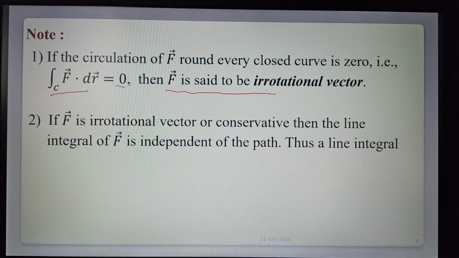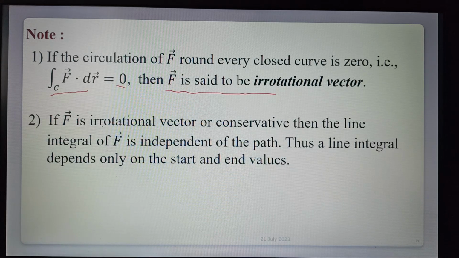Next one, if f bar is an irrotational vector or conservative, then the line integral of f bar is independent of the path. Thus, a line integral depends only on the start and end values. When the given vector field f bar is irrotational or conservative, what is the meaning of irrotational vector? That f bar can be written as the gradient of a scalar field, f bar is equal to del phi. Then the line integral must be independent of the path.